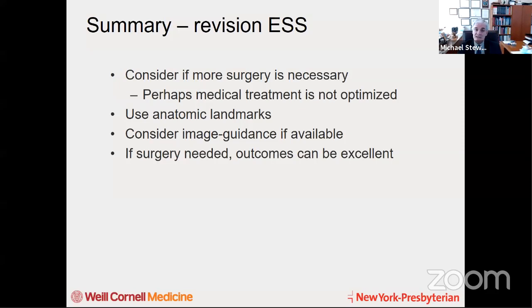If you have image guidance available to you, I believe revision surgery is a very good reason to use it. And again, don't believe that just because the patient failed an initial surgery that a revision will also fail. In fact, you can get excellent outcomes with revision surgery. And sometimes the revision surgery can be relatively simple and targeted. It does not have to be extensive surgery in order to be successful.